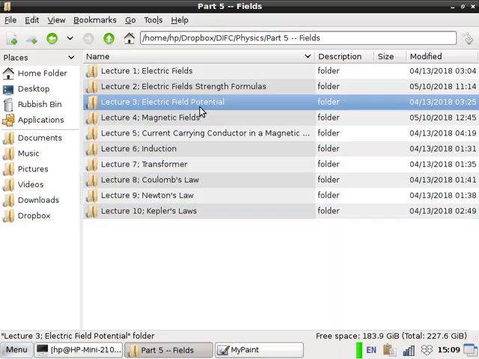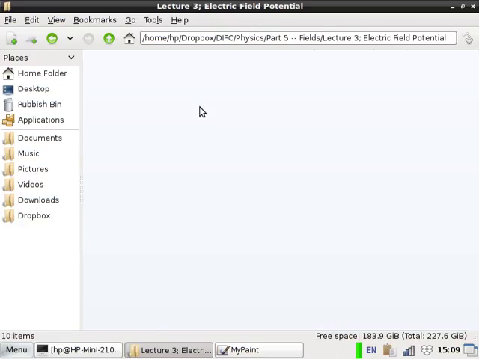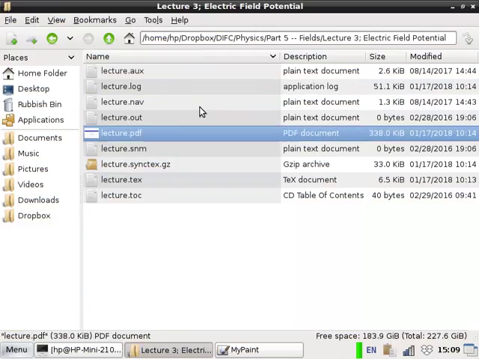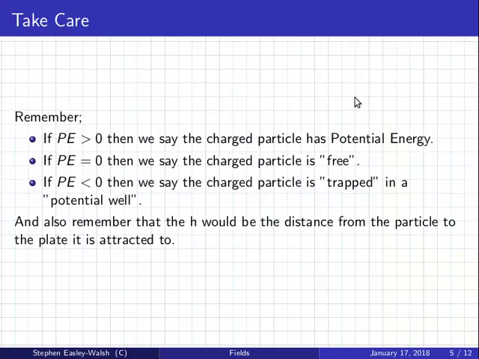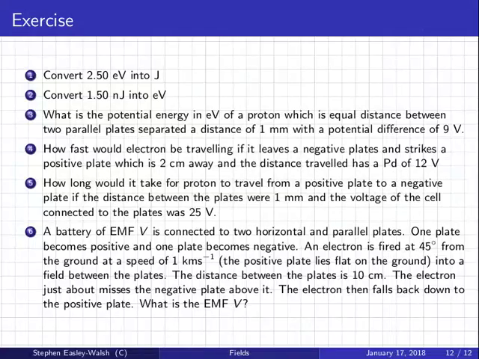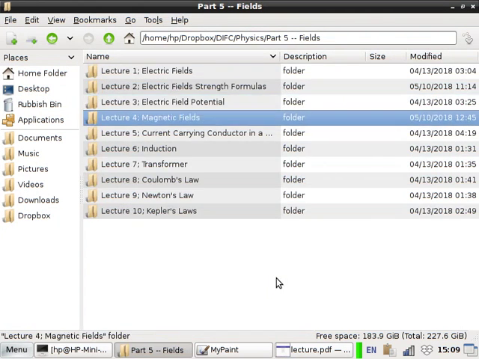Electric field, potential, and magnetic field. Didn't you finish the EQ, the dipole electric field strength? I didn't do this. I know I didn't do this. There's a mistake in this one here. And then the next one is the same. Magnetic fields.